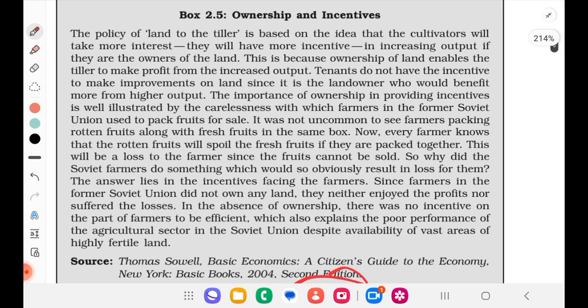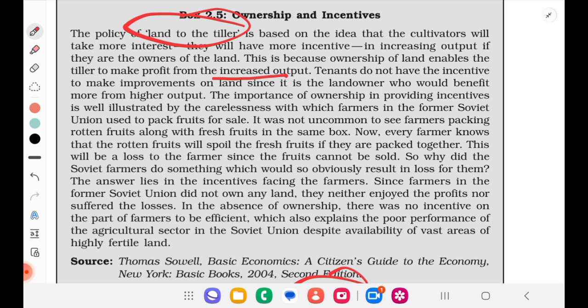The policy of land to the tiller is based on the idea that cultivators will take more interest, they will have more incentive in increasing output if they are the owners of the land. This is because ownership of land enables the tiller to make profit from an increased output.